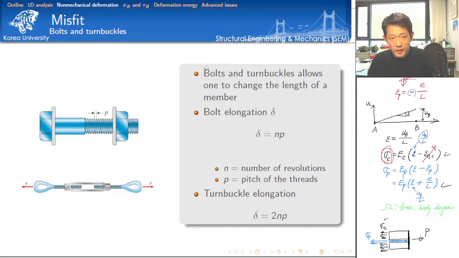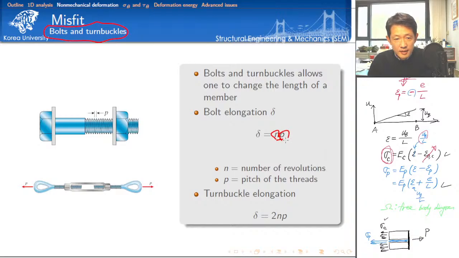So we talked about the temperature change, some moisture change, and the pre-stressing as the sources of non-mechanical strain. And there are others too. For example, we may consider bolts and turnbuckles. So if you fasten a bolt, then we have this kind of length change. If you fasten the bolt, the length is shortened by the number of revolutions times the pitch length.